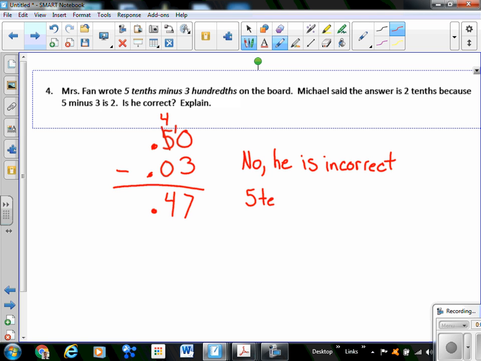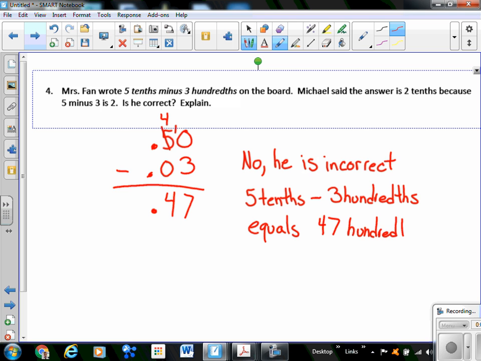Five tenths minus 3 hundredths equals 47 hundredths. You cannot subtract things that are different. Tenths and hundredths are different there.